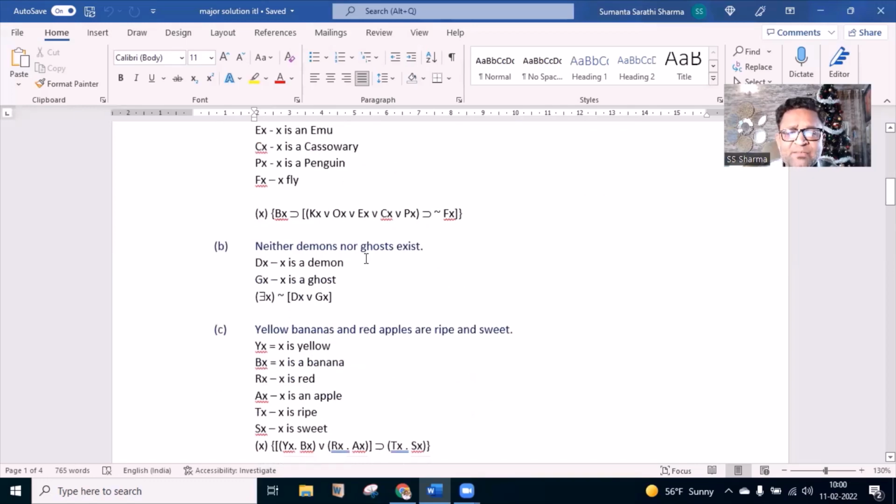The next question was, neither demons nor ghosts exist. So if dx is x is a demon and gx is x is a ghost, you can see the symbolization over here.